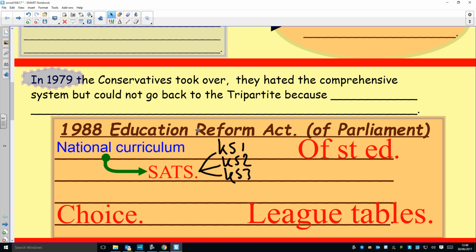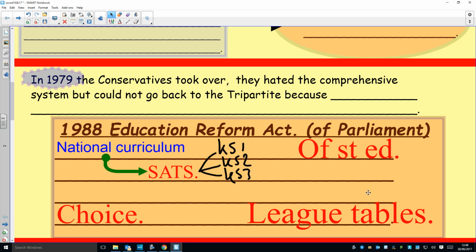The Education Reform Act brought in several things. It brought in, for the first time, a national curriculum. So for the first time, all schools had to teach the same things. To make schools do that, they brought in SATs at Key Stage 1, 2 and 3 to check that schools were teaching what they're meant to be teaching. They brought in a proper inspectorate, the Office for Standards in Education, Ofsted.